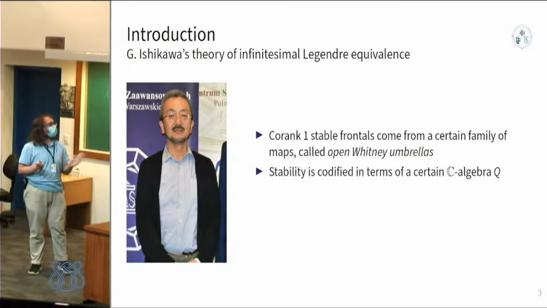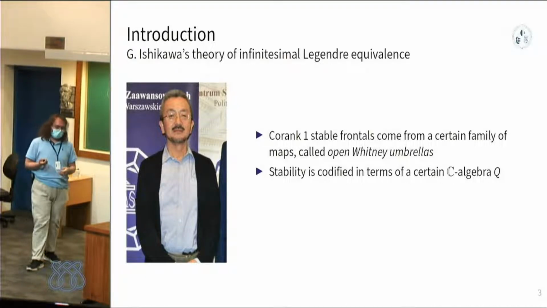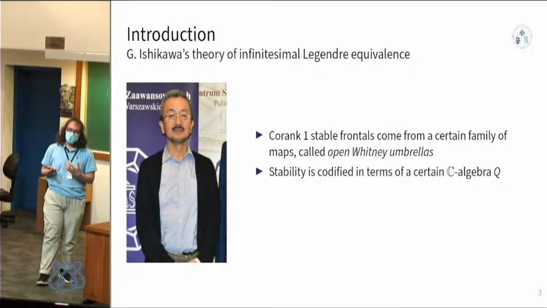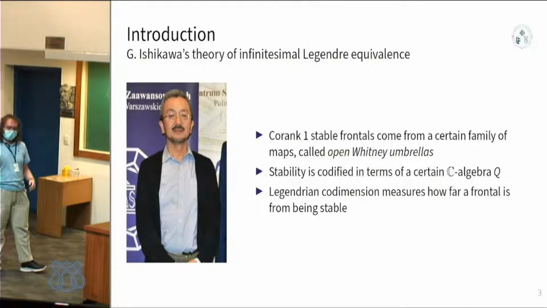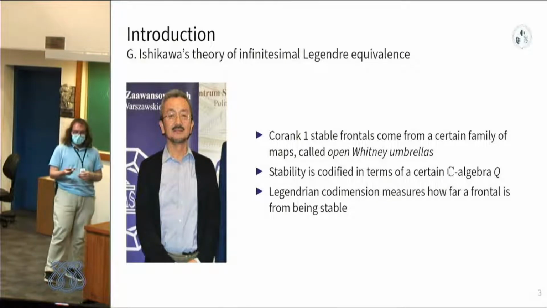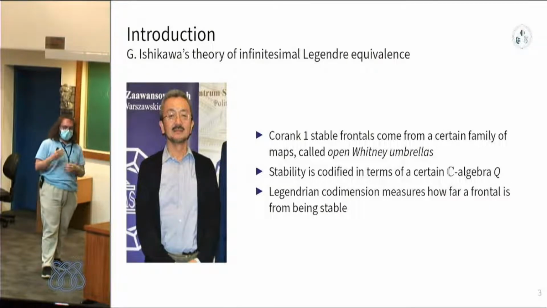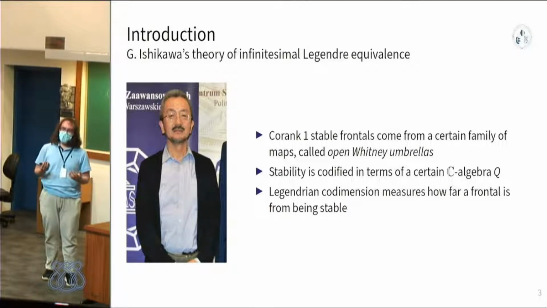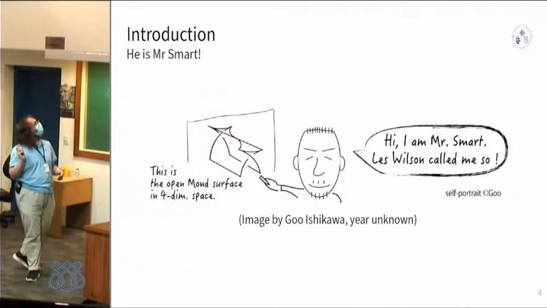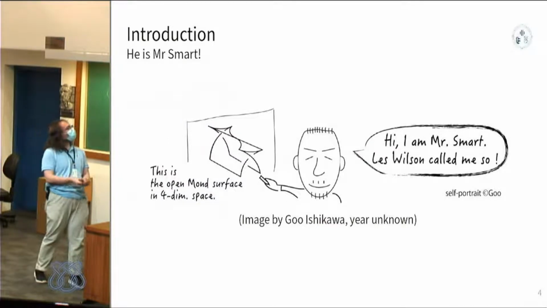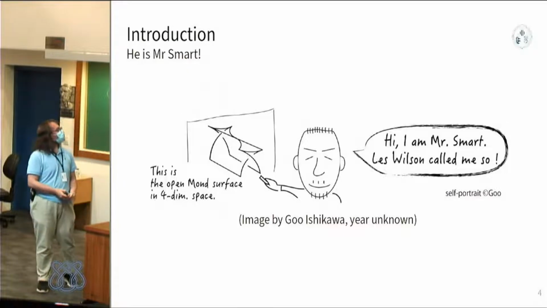Another result from Ishikawa is that stability is codified in terms of a certain C-algebra Q. We will not discuss it, but I think it is an interesting tool, which I have been working on with my thesis advisors. And he introduces the notion of Legendrian codimension, which measures how far a frontal is from being stable. Think of it as the equivalent notion of stability we had in the ISIS course. As you can see, Ishikawa has a great breadth of work. It is no surprise that Les Wilson called him Mr. Smart.